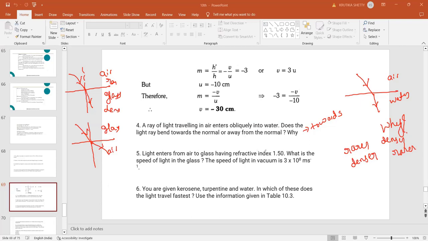Light enters from air to glass having refractive index 1.50. What is the speed of light in the glass? The speed of light in vacuum is 3×10⁸ meter per second. So according to the second law of refraction, n is equal to the speed of light in vacuum divided by the speed of light in the medium.